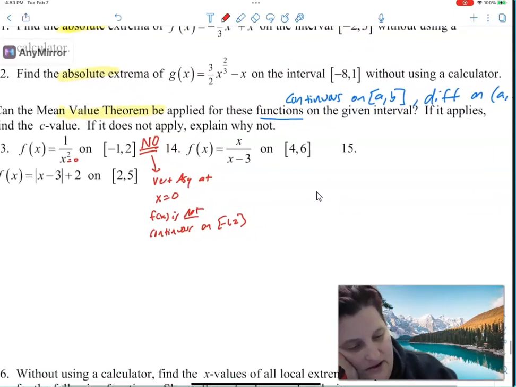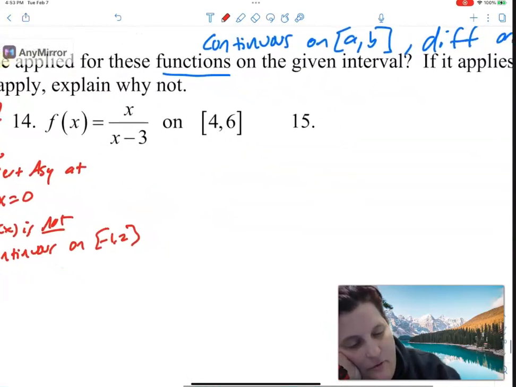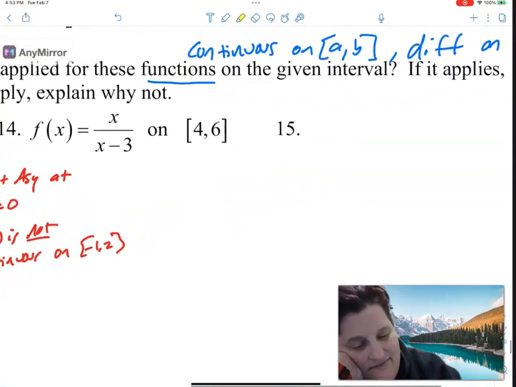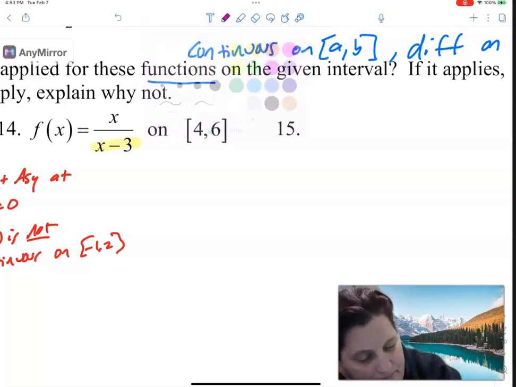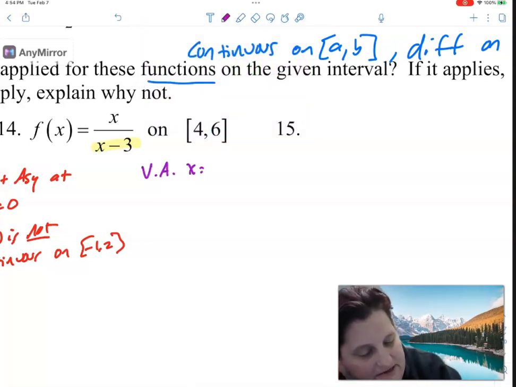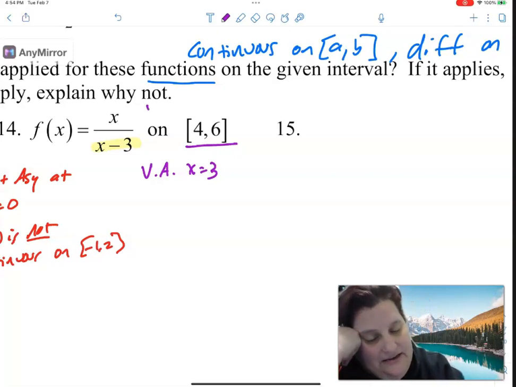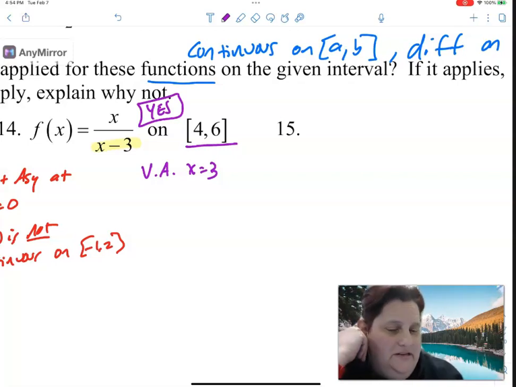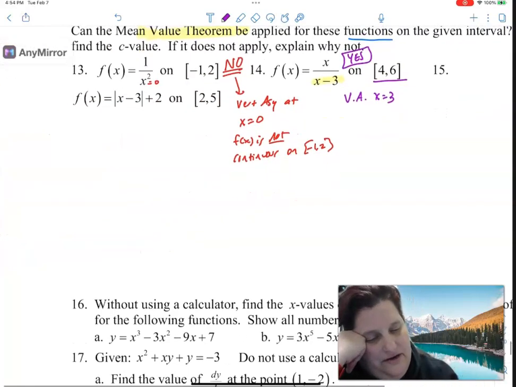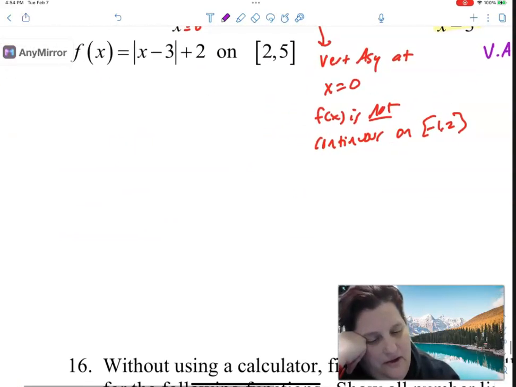All right. Okay, let's see about this one. Number 14, it also has a vertical asymptote, but this one has a vertical asymptote at x equals 3. And guess what? That's not in my interval. So I'm actually fine. I can definitely do mean value theorem on number 14, because my vertical asymptote is outside of that interval. So between 4 and 6, it's continuous. So I can do that for 14. We'll come back and finish that problem in a minute.